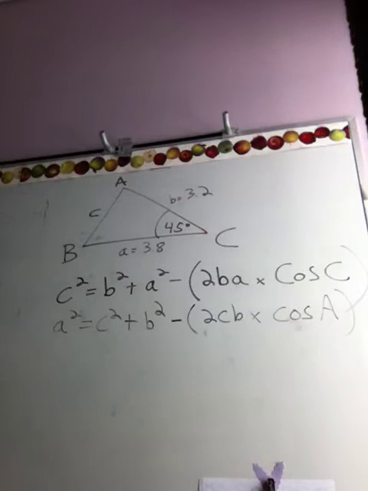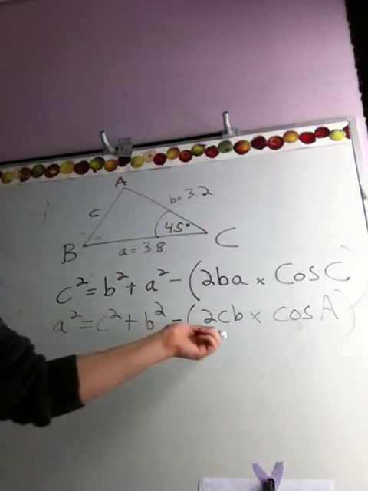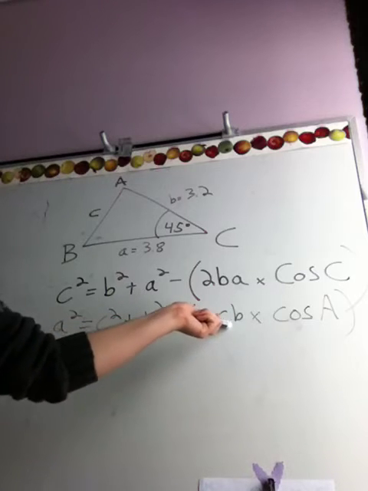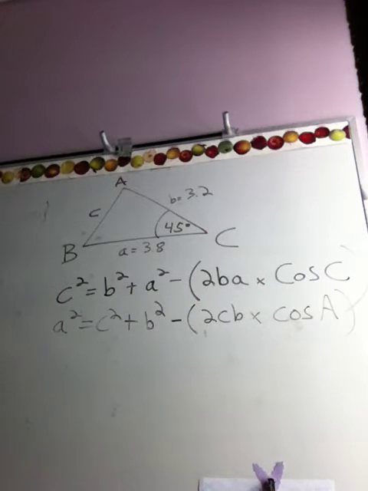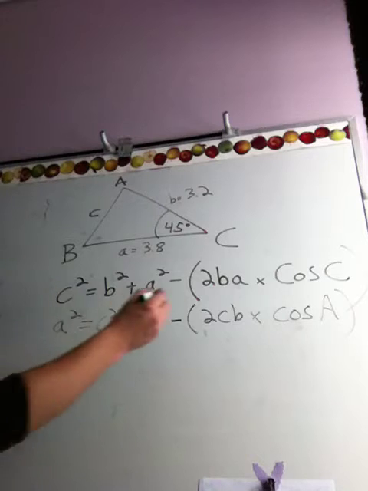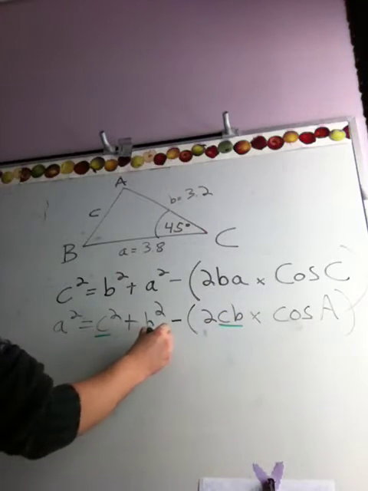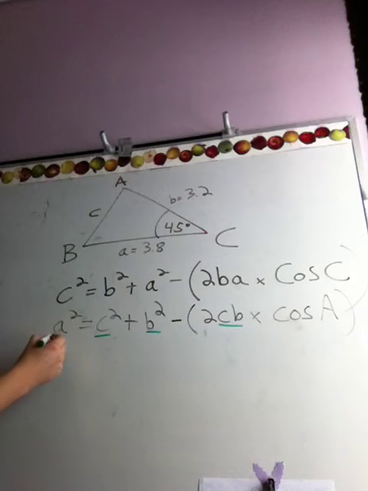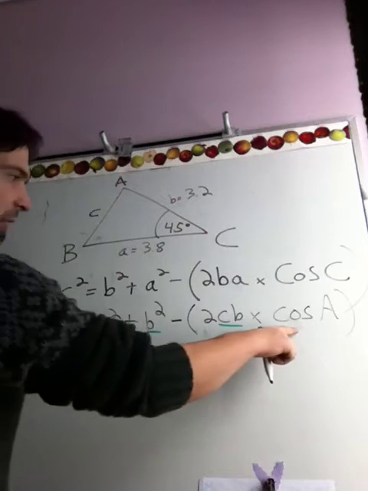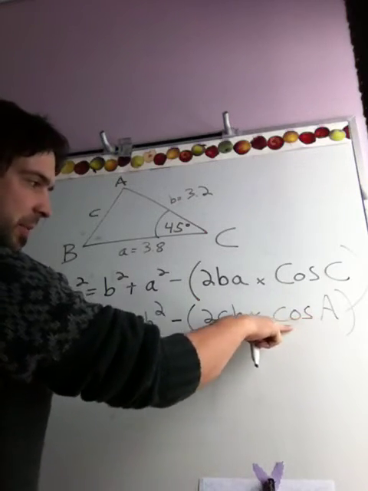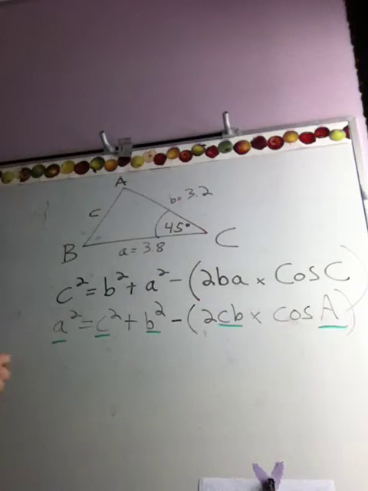So if we were looking for A, what changes is that A is at the beginning of the equation because that's what we're looking for. The C squared and the B squared go here, and the C and the B also go in this part of the equation. So if you look at it, the only thing that's changed is that this C and the B got replaced with a C and a B, and the A is at the beginning now because that's what we're looking for, and so the angle that's paired up with cosine also changes to there.